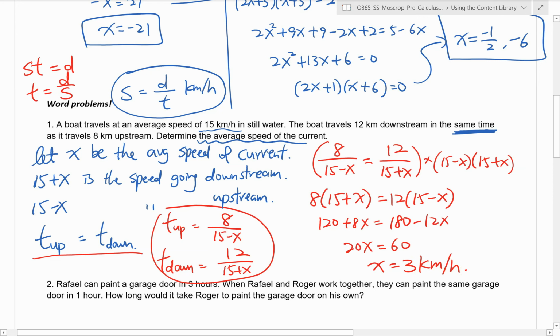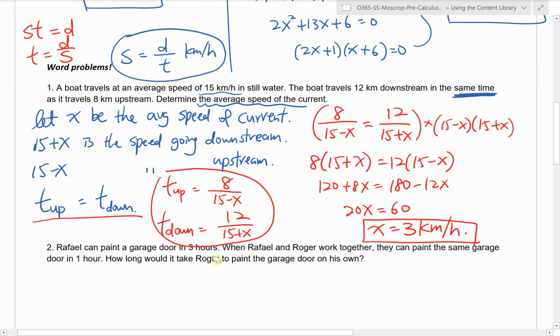So what that means is the speed of the current is 3 kilometers per hour. So the speed going up would be 12, because 15 minus 3 is 12, and the speed going down the stream would be 18, because 15, that's the speed of the boat in still water, plus the 3 kilometers per hour for the current. But we are not looking for those two, we're just looking for the speed of the current, which is 3 kilometers per hour. So that's how you do the first one here.